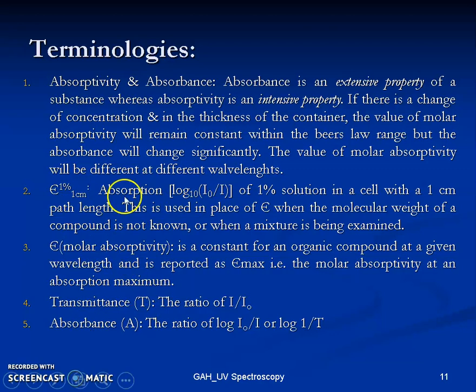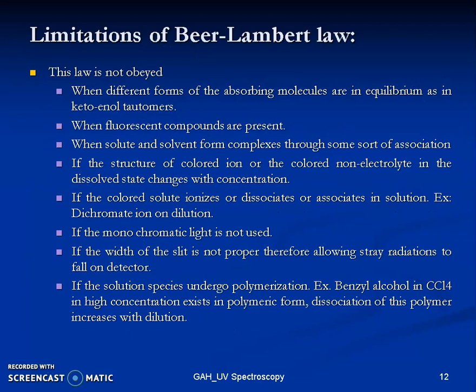Coming to the next term, transmittance. Transmittance is the ratio of I by I naught. It is simply the reversal, or the reciprocal, of absorbance. Absorbance is the ratio of I naught by I, or log 1 by T, which is how I have rewritten it, with T as transmittance. These are some of the important terminologies which might be asked for either 2 marks or collectively for 5 marks. After that we have some limitations of Lambert's law.